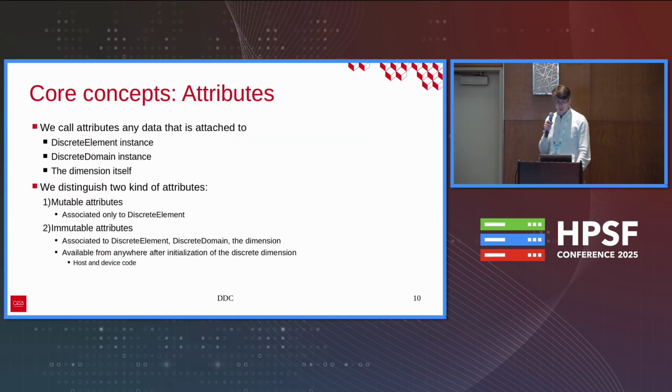The final core concept that I wanted to introduce was the notion of attributes. We call attributes any data that is attached to an instance of either a discrete element, a discrete domain, for example, or the dimension itself. We make a distinction between mutable attributes that are only associated to discrete elements, that will typically be arrays, and immutable attributes, that are typically known after the initialization and will not evolve during the simulation.